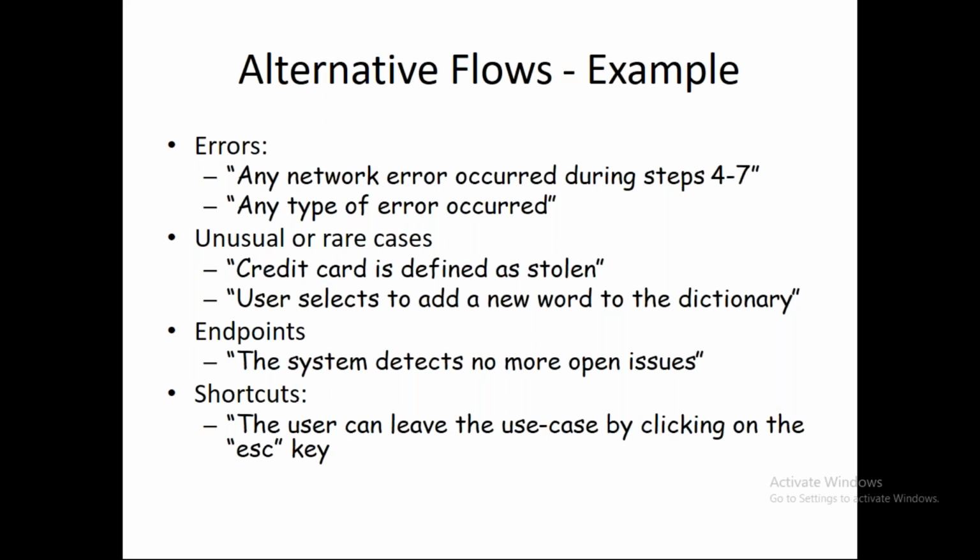So that is how the alternative flows have to be defined. If the system is not working, any errors, or maybe there may be additional buttons. In that case, how would the system respond if the user clicks on the additional buttons? That would be defined under the alternative flows. Is that clear?